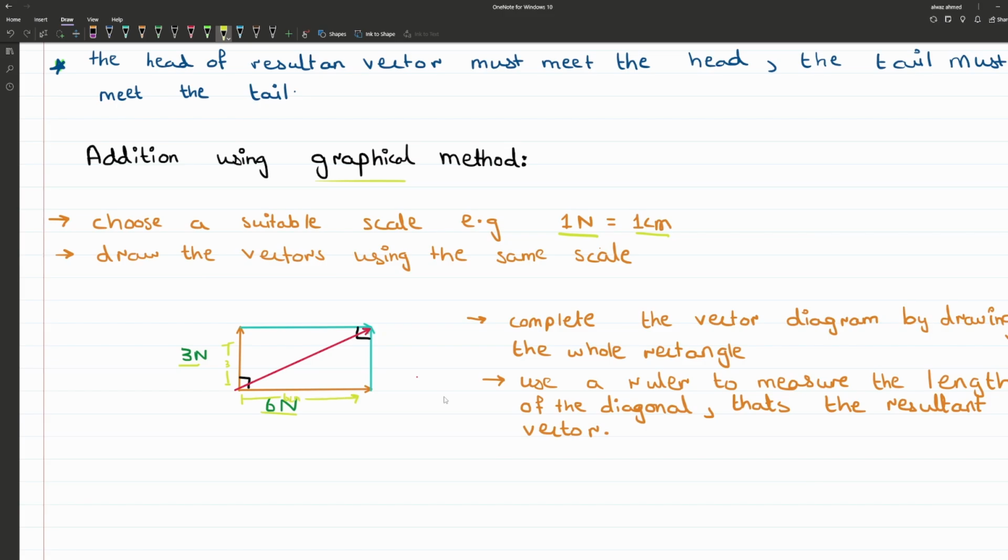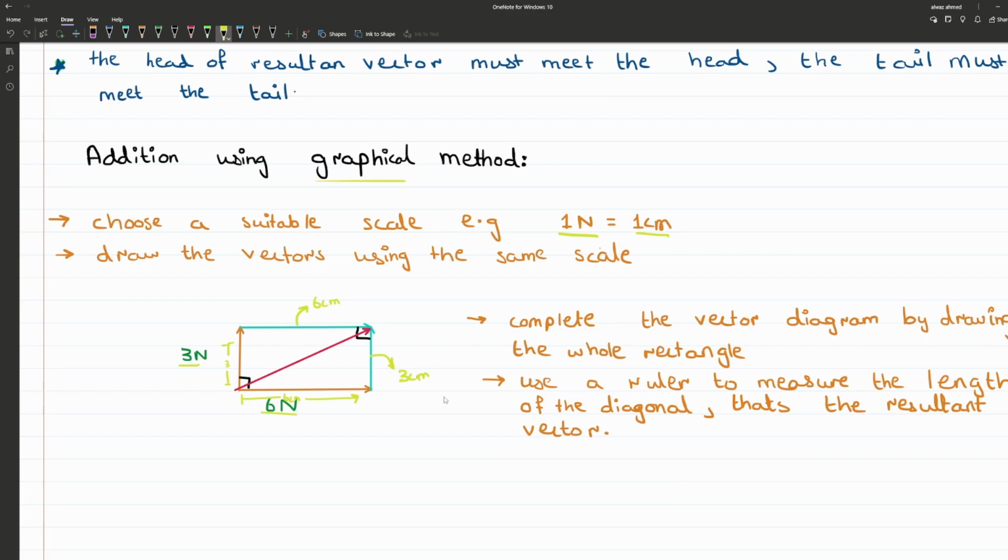Next, what you want to do is complete the vector diagram. You want to complete this vector diagram by, for example, in this scenario, completing this rectangle. You're going to draw those two imaginary lines which are going to be equal to the vectors that you've already drawn. So for example, this is going to be 6 centimeters and this is going to be 3 centimeters. Make sure the angles between the two vectors are also the same.